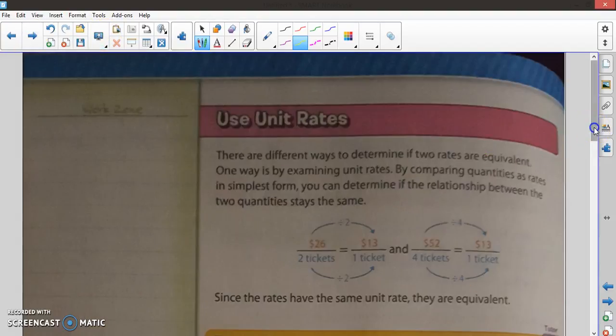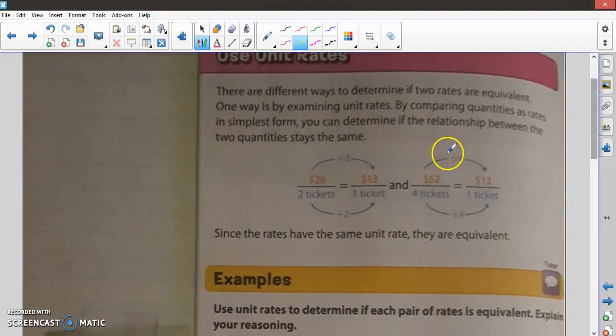So let's start with unit rates. Okay, so you can see it's what we did here. $26 over 2 tickets, we divided by 2 and found that it's $13 for one. Same thing for the $52 for 4 tickets. We divided by 4 and we get 13 over 1. So we know that the rates have the same unit rate, so they are equal.